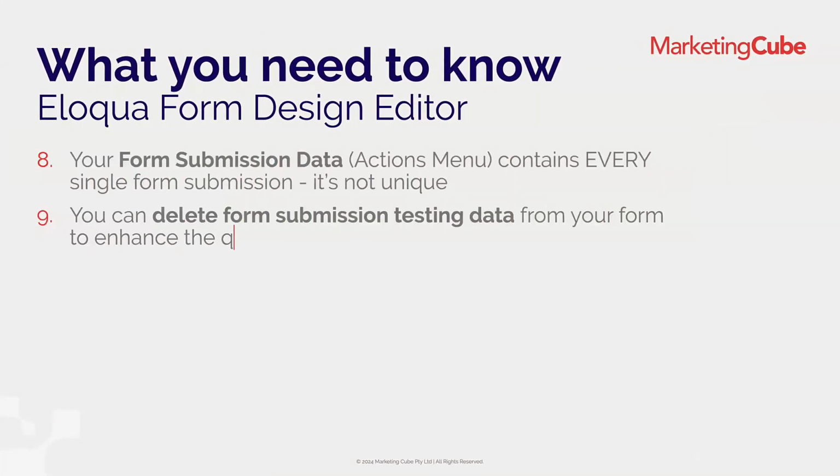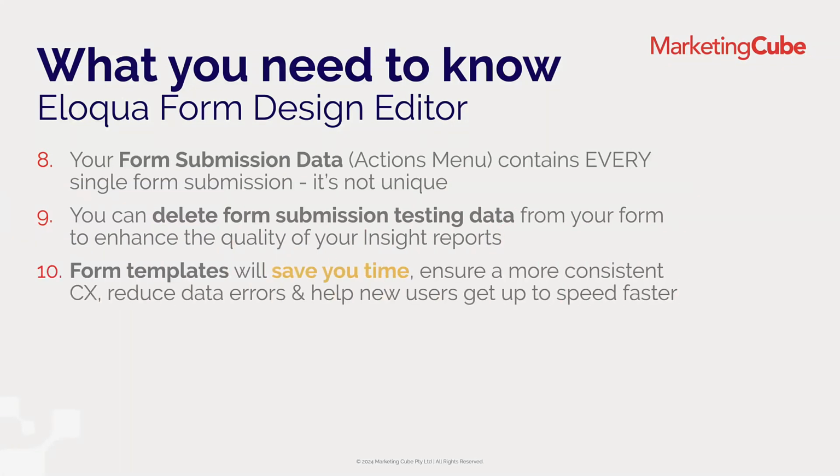Number 8. So the form submission data, now that's available from the actions menu. When you're looking at the form, the actions menu is in the top right-hand corner. And that form submission data contains every single form submission and is not unique. Okay. Not unique is good, by the way, because from a form submission point of view, we want an absolute record of every single form submission.